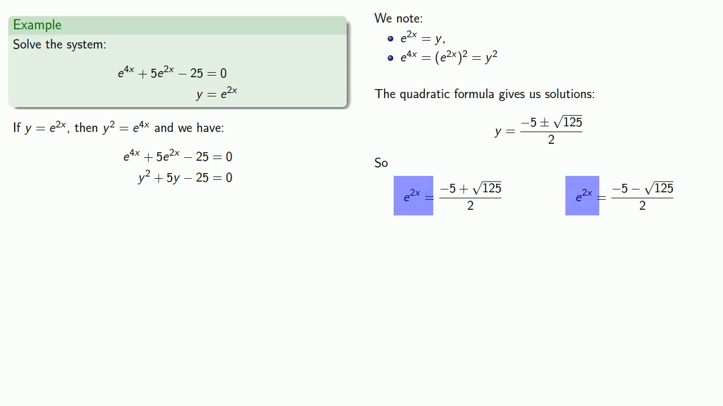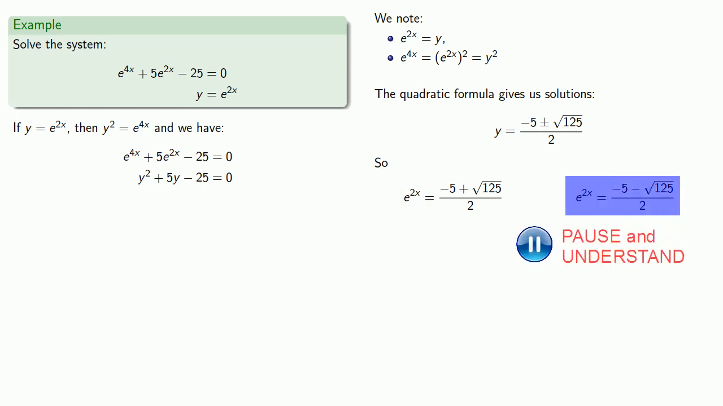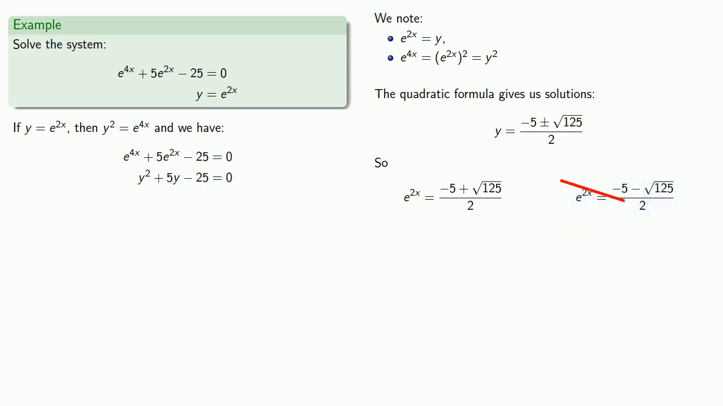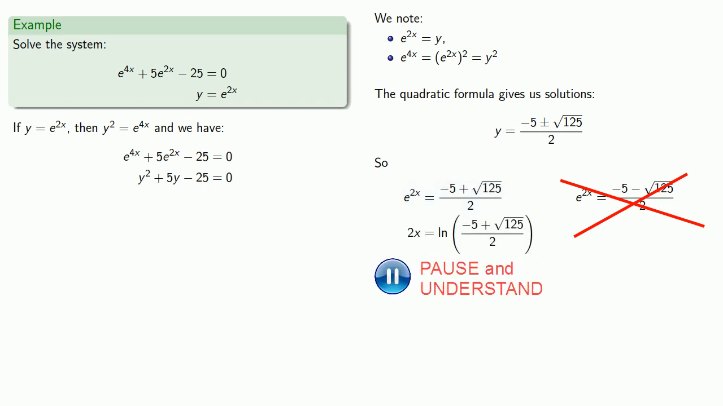However, because this is an exponential expression, we know that it always has to be positive, and this number is negative. What that means is that this equation won't lead to a solution, so we can discard it. This equation, on the other hand, will give us a solution, so we'll hit both sides with a log. Solve for x.